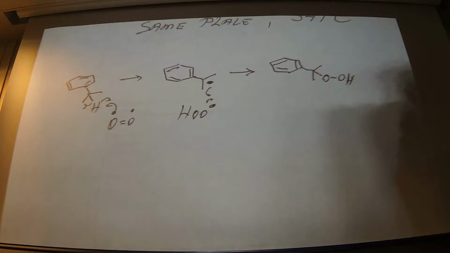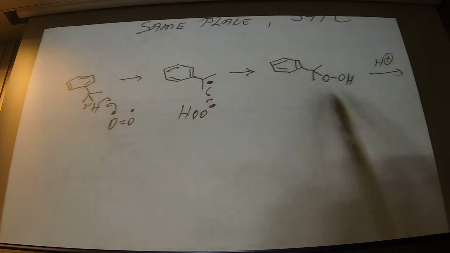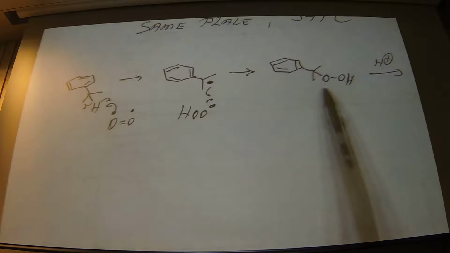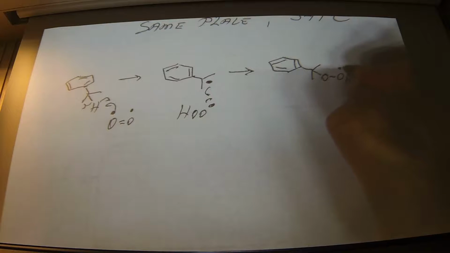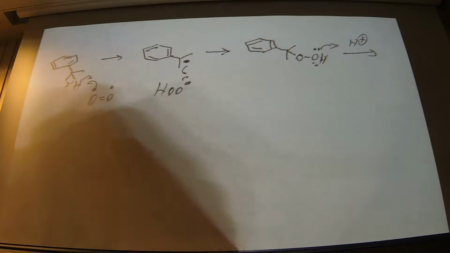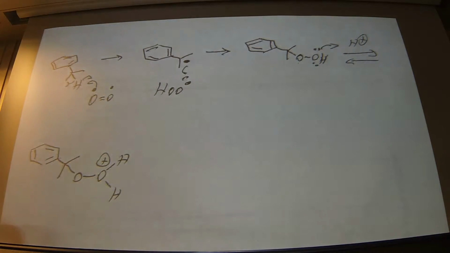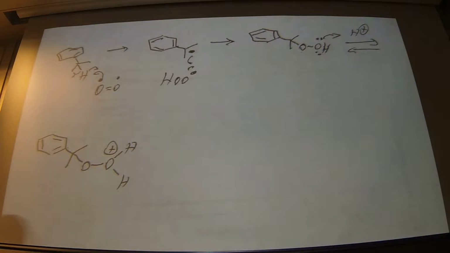When you treat this with catalytic acid, here's what happens. You end up protonating indiscriminately, one assumes, both oxygen atoms. However, at some point, the end oxygen atom gets protonated like so, and this is reversible, I should show that. And you end up with this as your intermediate cation.